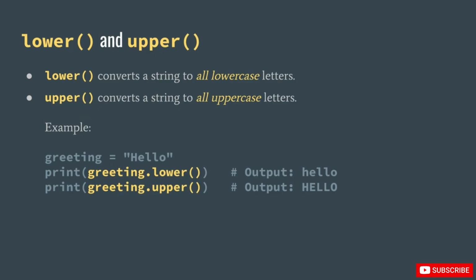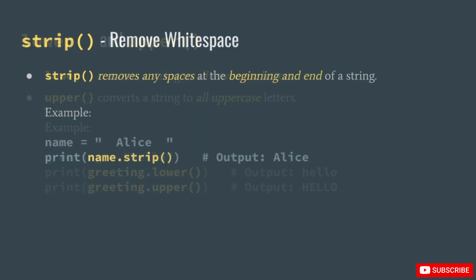The lower function converts all the letters in a string to lowercase, while upper does the opposite, converting all letters to uppercase. These functions are useful when you want to standardize the case of your text. The strip function removes any spaces or extra white space at the beginning and end of a string. It's helpful when you want to clean up user input or text data.